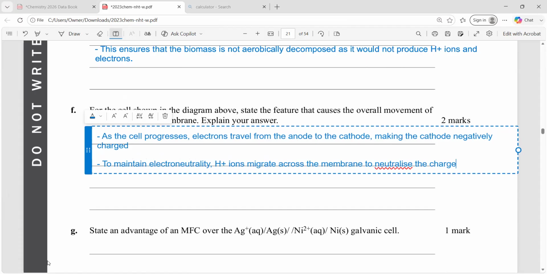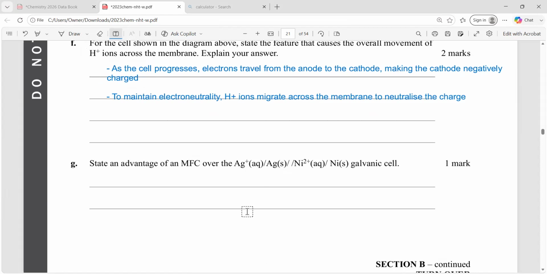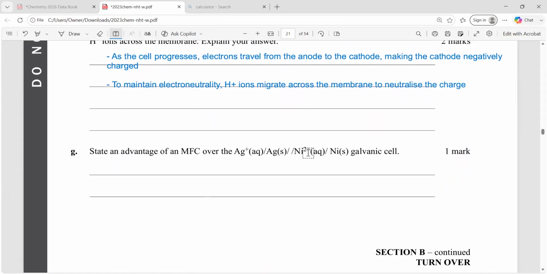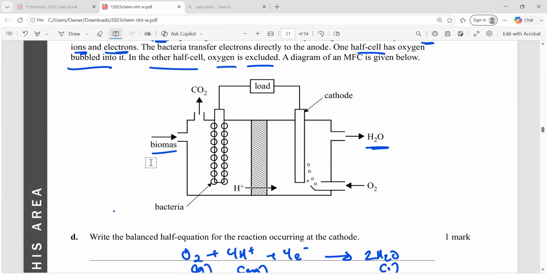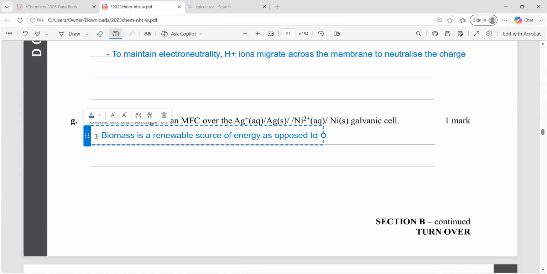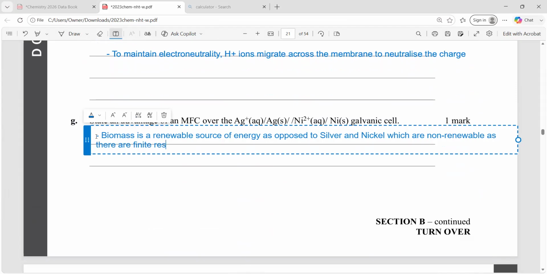State an advantage of MFC over the AgNi2 galvanic cell. So look, again, you can say your stock standard, what is the advantage of a fuel cell over a galvanic cell, or you can make it specific. The one thing that comes to mind here is biomass. Biomass is a renewable source of energy as opposed to silver and nickel, which are non-renewable, as there are finite reserves of them, something like that.